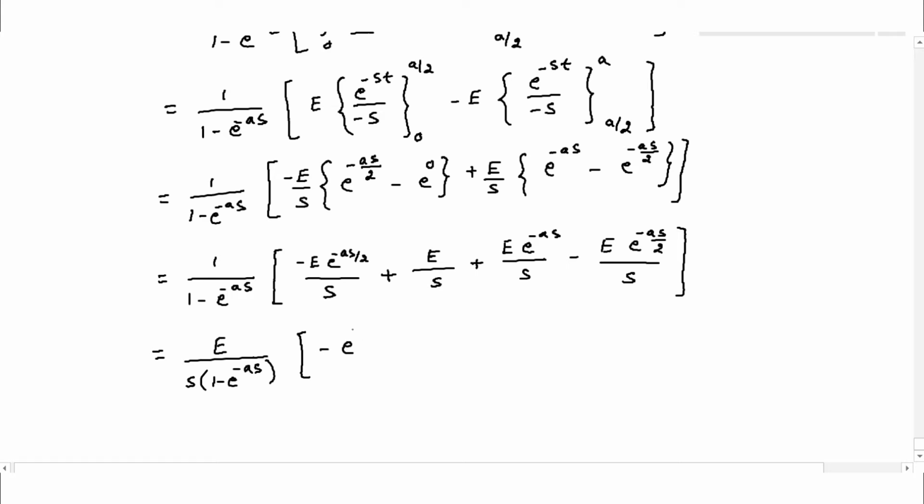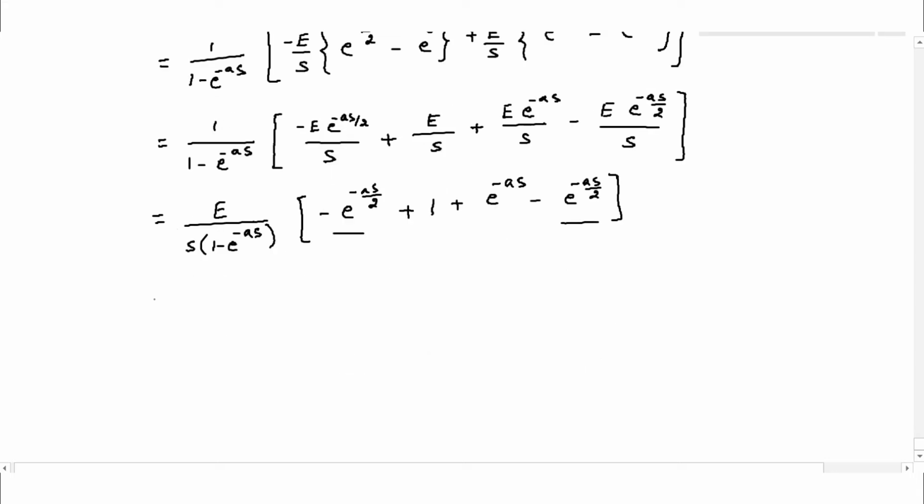You are left out with minus e power of minus as by 2. So here plus 1 is left out. Here plus e power of minus as is left out. It is minus e power of minus as by 2. So these two terms you can see over here are the same. This will be equal to e by s times of 1 minus e power of minus as. I'll first write 1 minus of e power of minus as by 2, minus of e power of minus as by 2 will be minus 2 times of e power of minus as by 2.